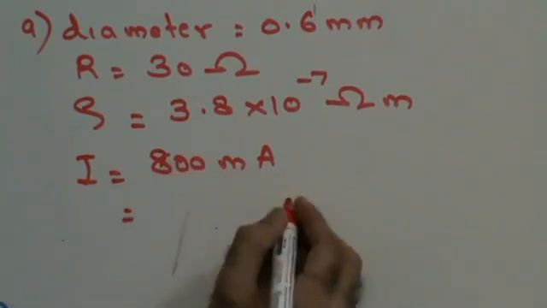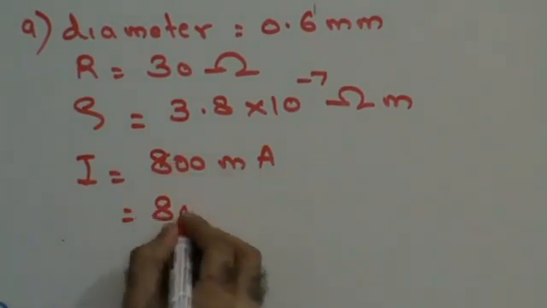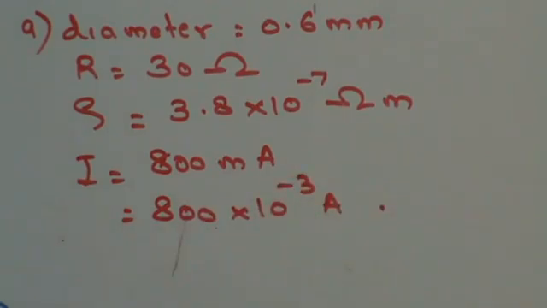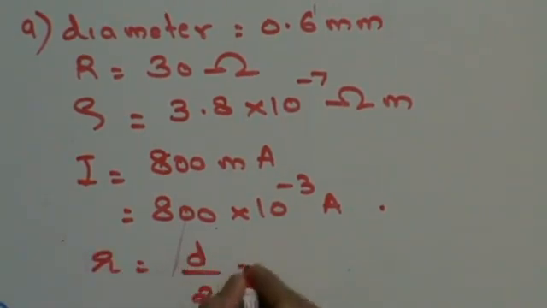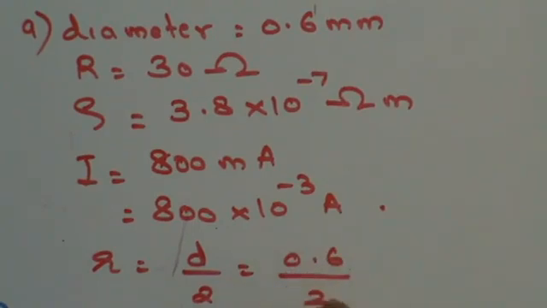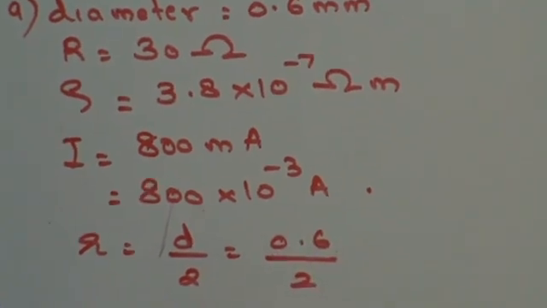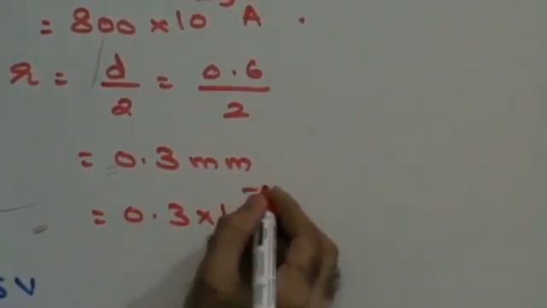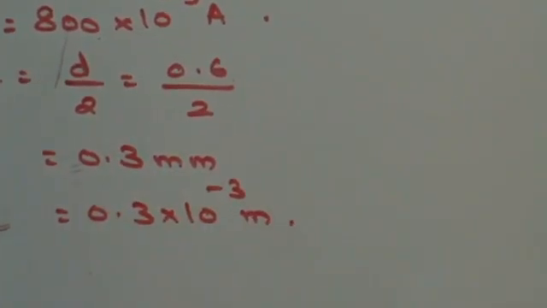Right? First thing you have to do is convert milliamps to amps. How do I do that? Multiply by 10 raised to minus 3. Now, they have given you diameter 0.6 millimeters, so I can say radius is diameter divided by 2. 0.6 divided by 2, that is 0.3 millimeters. To convert from millimeters to meters, you multiply by 10 raised to minus 3.